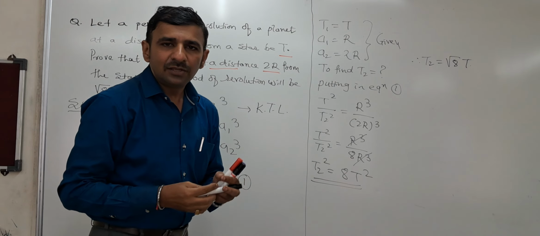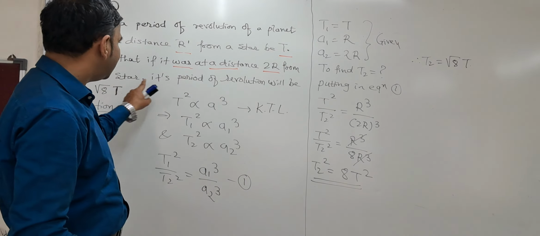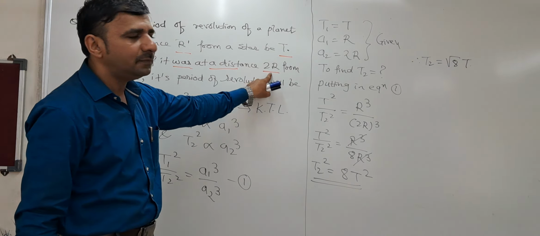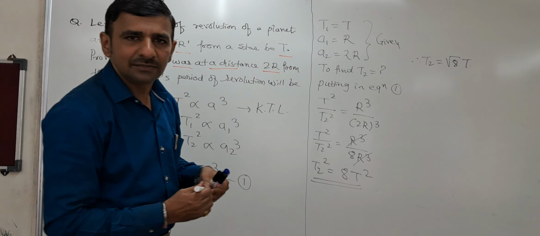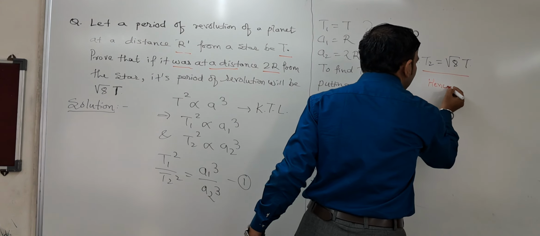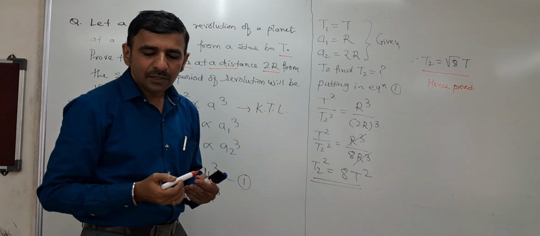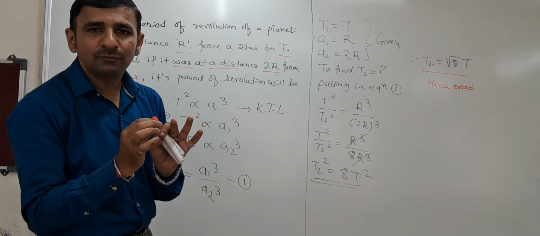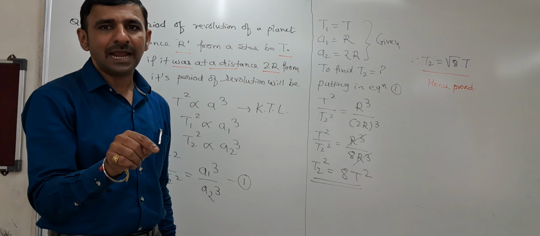Now just check again what you have to prove. You have to prove that its period of revolution would be root 8t if the distance would be 2r. Don't you think we have arrived at the result? So this is what you have to do or prove. So hence proved. In this way, solving any question, particularly a prove that or show that type of question, is very easy because you know at least what you have to do in anticipation.